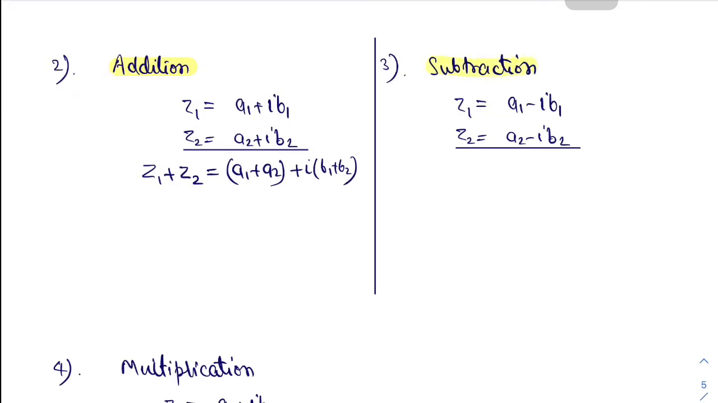The same thing goes for subtraction also. If we are to find Z1 minus Z2, what we need to do is just subtract real from real and imaginary from imaginary.